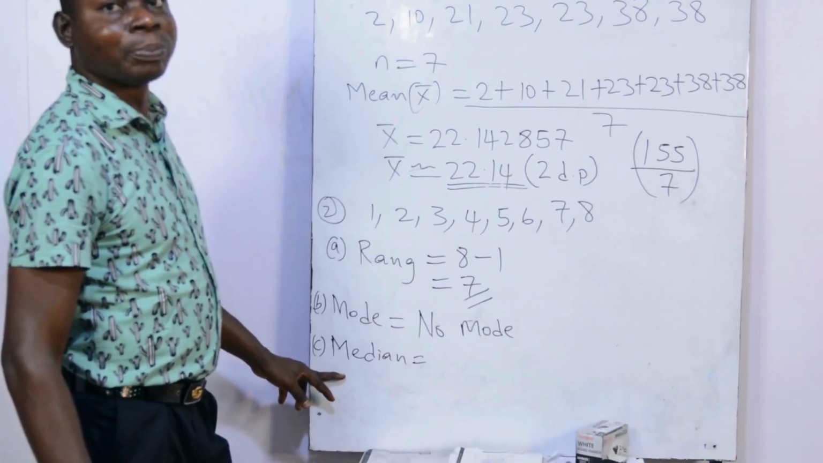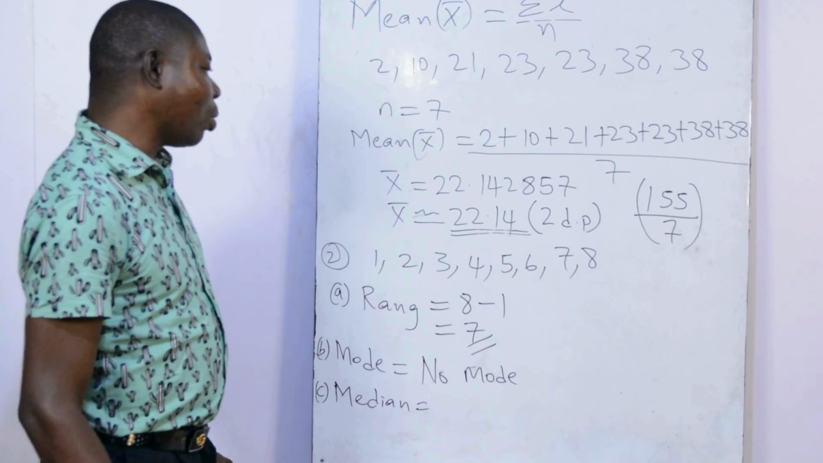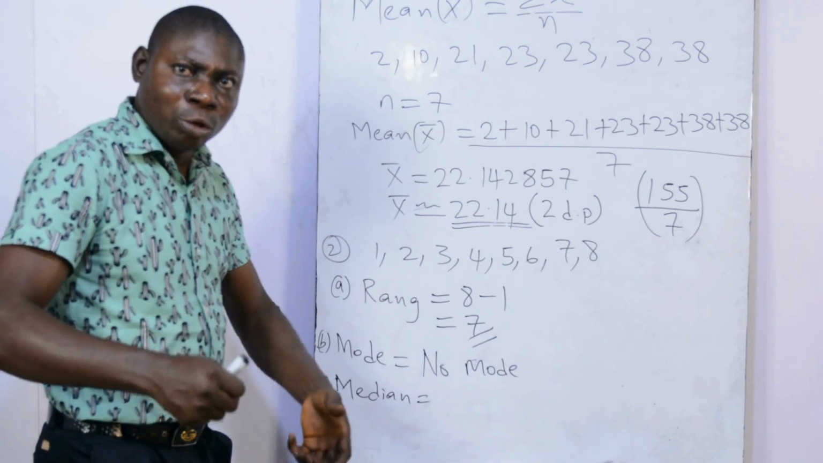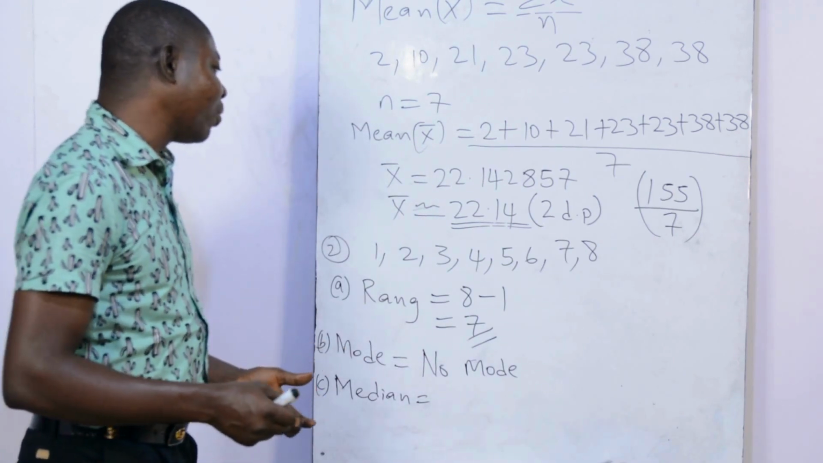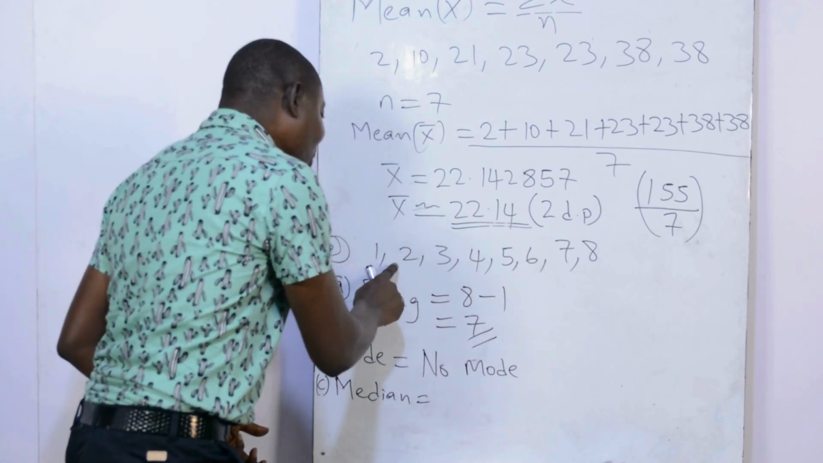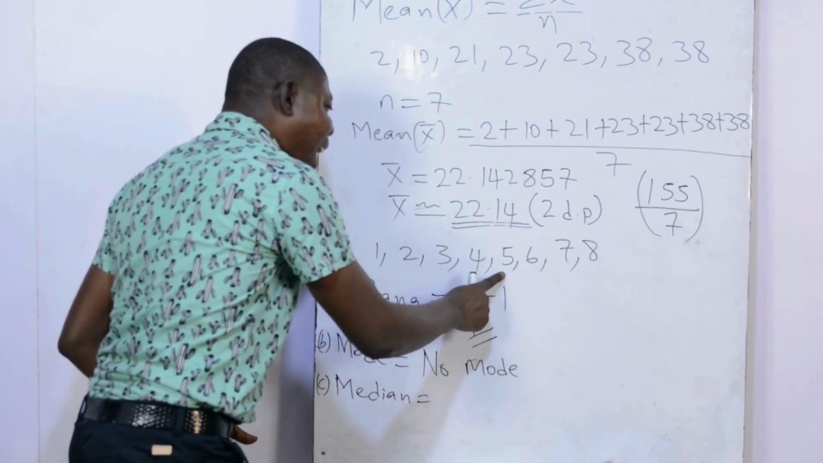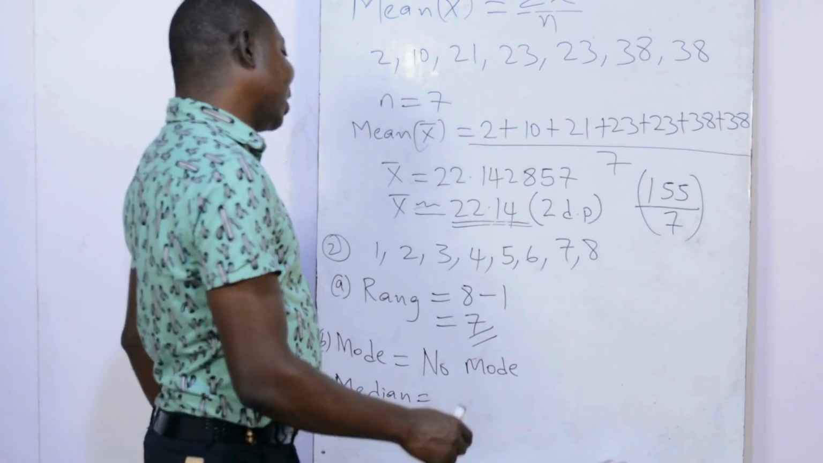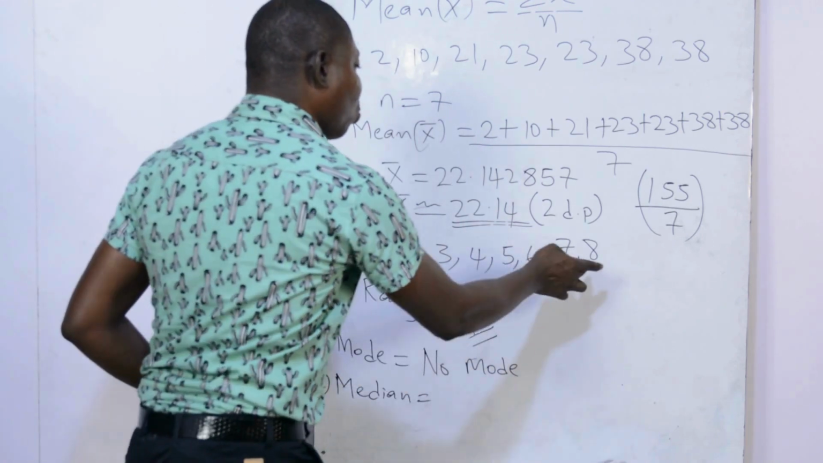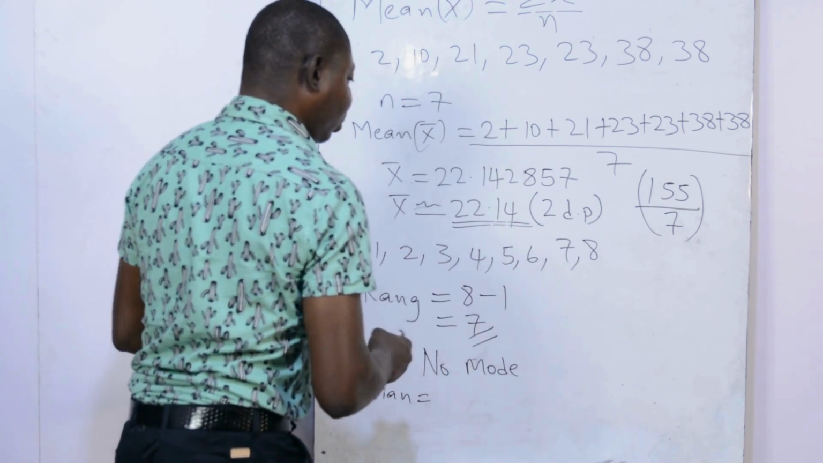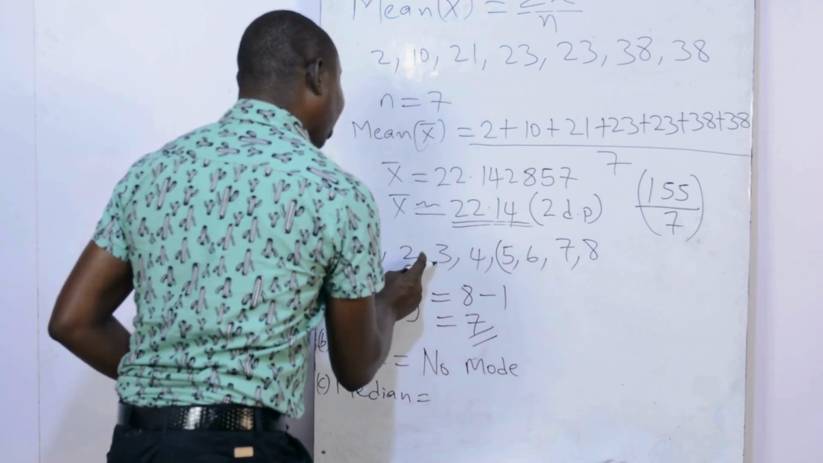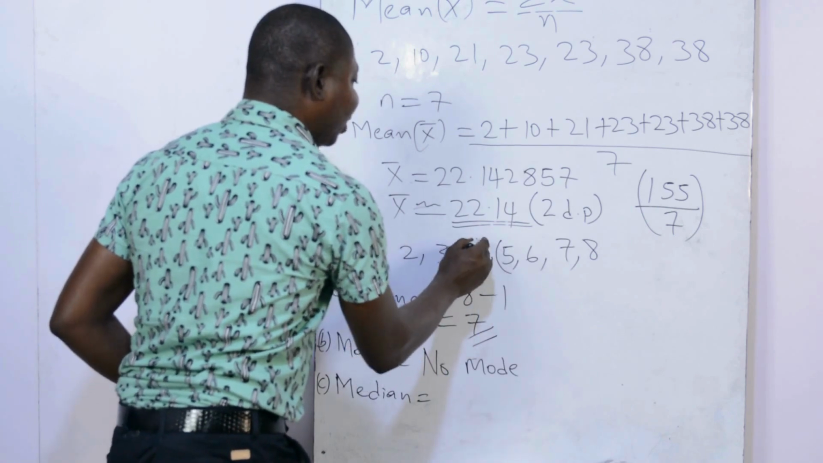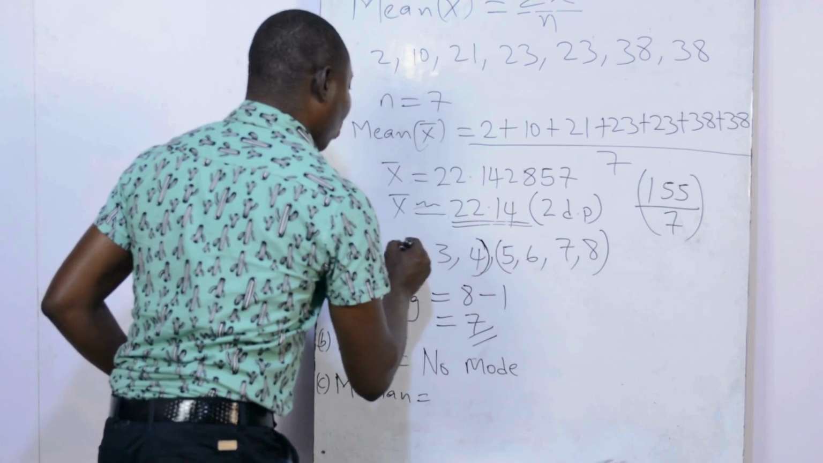Let's move to median. I told you median is the middle value, so you don't need to stress yourself too much. Count the numbers. 1, 2, 3, 4, 5, 6, 7, 8. So our n is 8. Then divide it by 2. If we divide it by 2, we have 4.